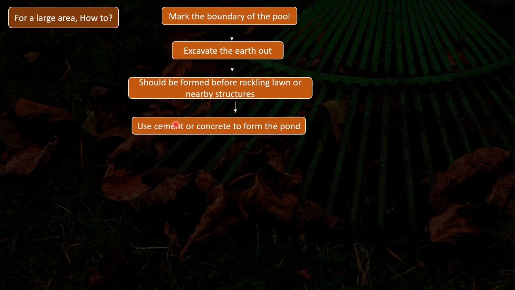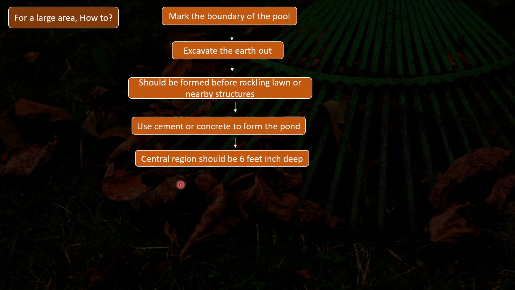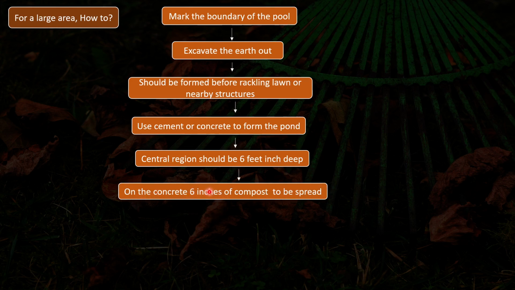Then use cement or concrete to form the pond. Now whatever depth has been formed by the excavation has to be covered with cement or concrete, right? So cover the base with cement or concrete, and the central region of the pond should be at least 6 feet deep. Now on the concrete, 6 inches of compost is to be spread. Whatever plant we are going to plant, we need to add soil or compost. So it is a good idea that you spread 6 inches of compost over the cement surface.